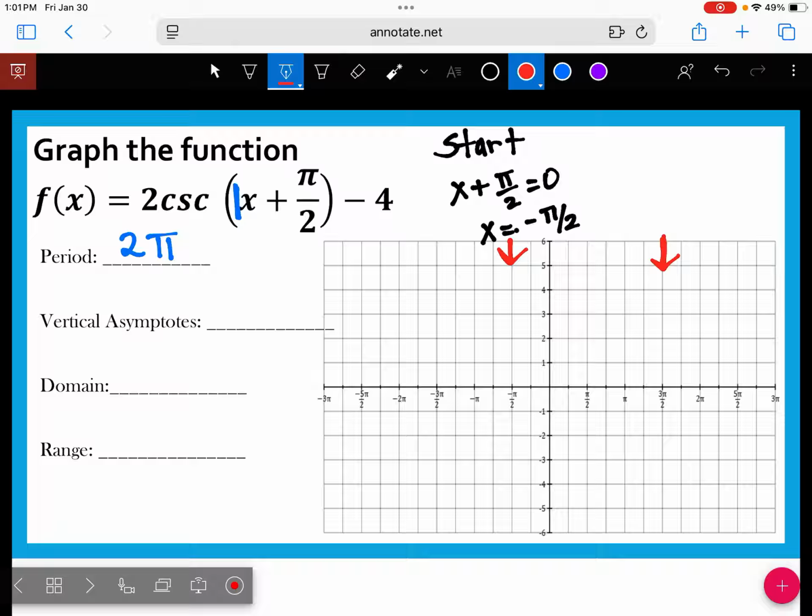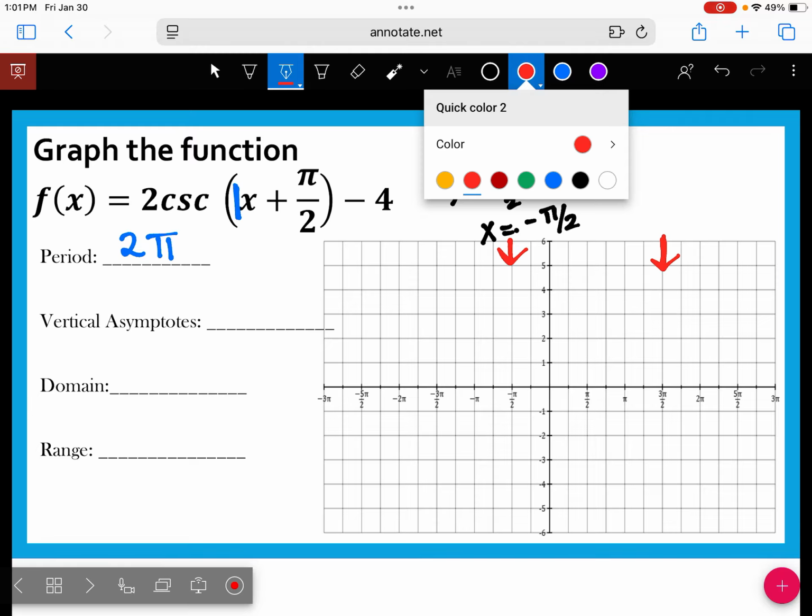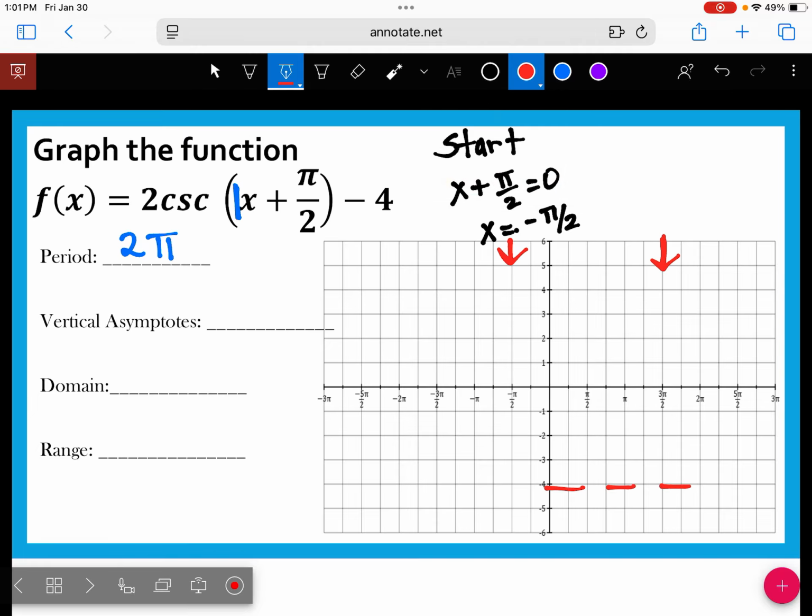Okay, my midline is where? Where is the middle of my graph? It's not at 0 anymore. Where is it at? -4. So I'm going to draw that in. I do think drawing in your midline is helpful. So I'm going to draw that in.